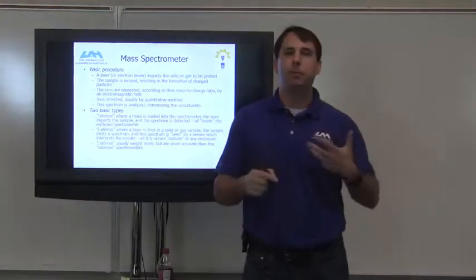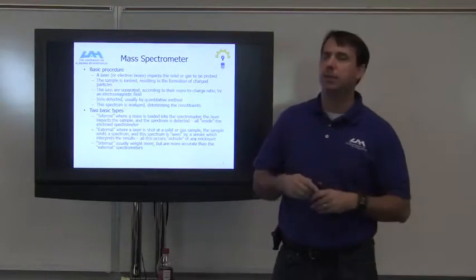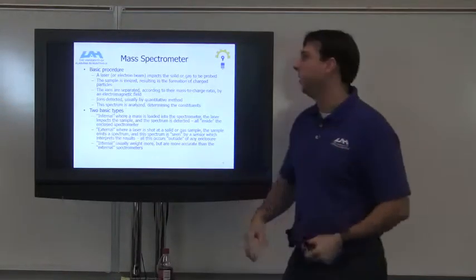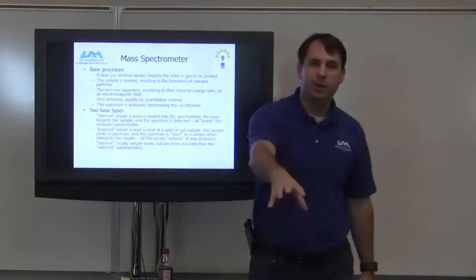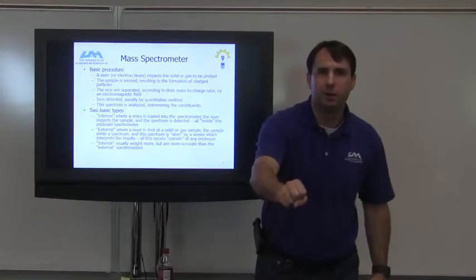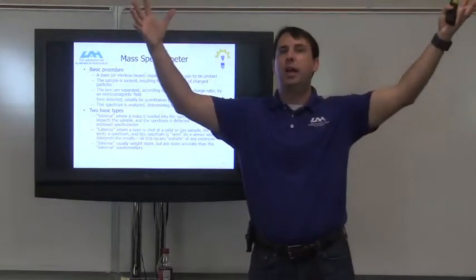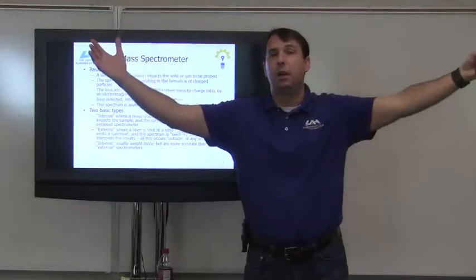But it's less accurate than the easy bake oven technique. So those are the two types. So mass spec: a laser beam hits something unknown. The something that's unknown fluoresces. It gives off light. It gives off a spectrum of light.